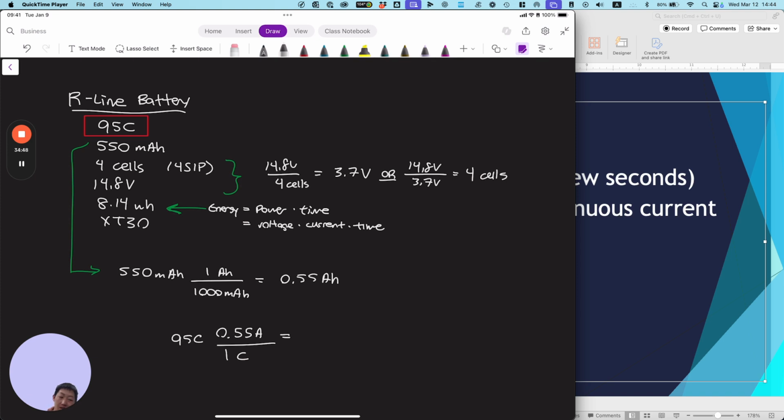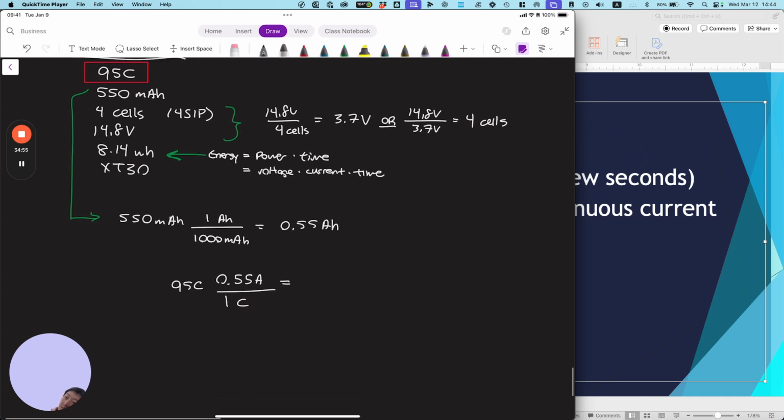So we have 95C listed on here. What is that in terms of amps? 52.25. That is 1C, this is 1C here. So that's how much continuous current you can draw from this battery, 52.25 amps ish. It's a battery after all, so it's not going to stop exactly at 52.25, but it's going to be around there, pretty close.